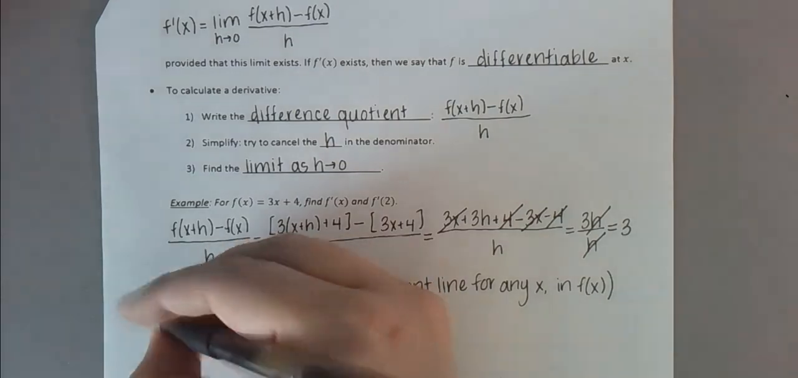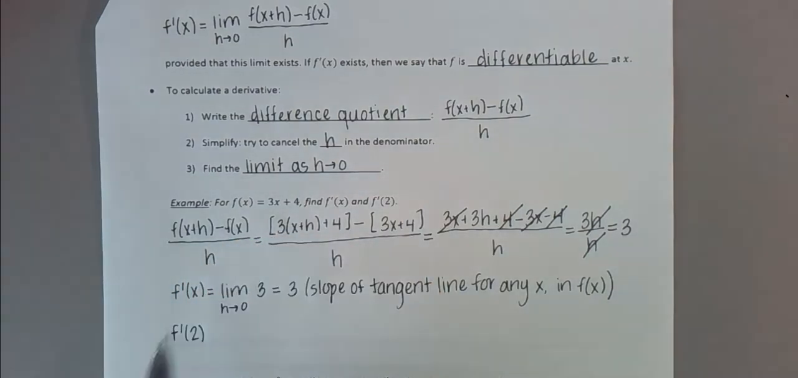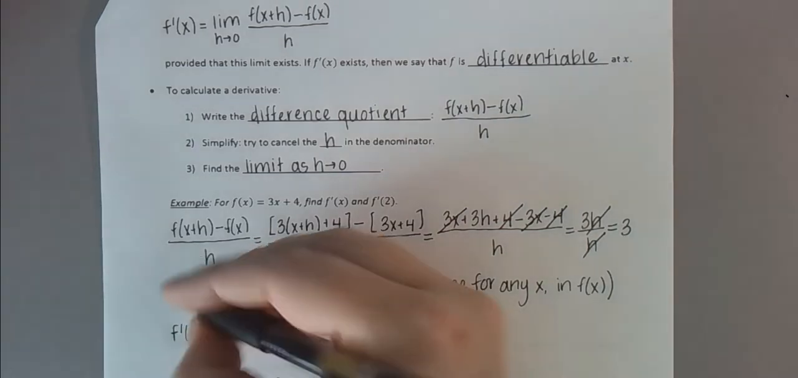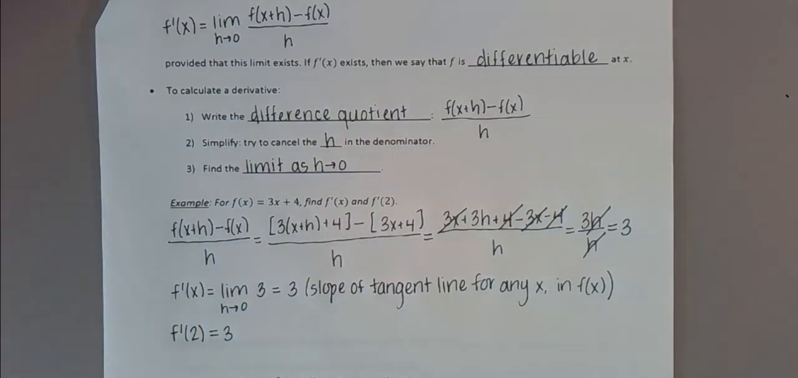So f prime of 2, what does that mean? Well, it means we're taking the function defined as f prime of x and evaluating it with an input of 2. Well, notice there's no x here. There's nowhere to substitute a value of 2. This is just a constant function 3. So f prime of 2 is just going to be 3. There's nowhere to actually plug in a 2 and evaluate with that specific input.